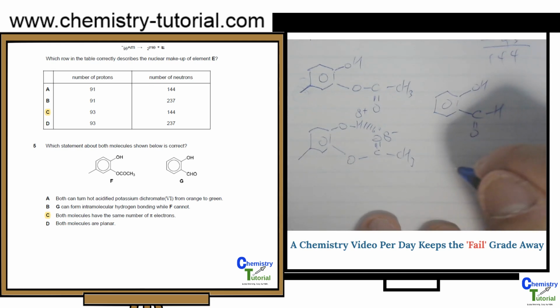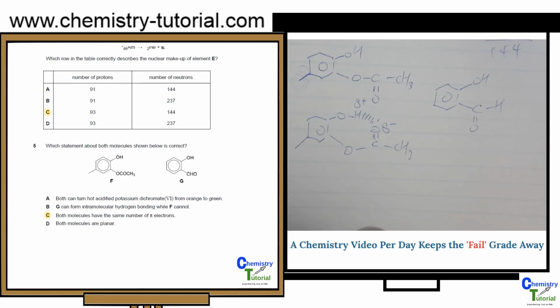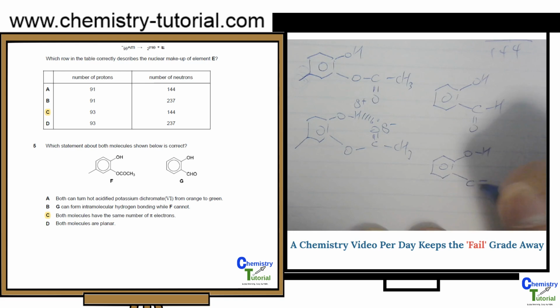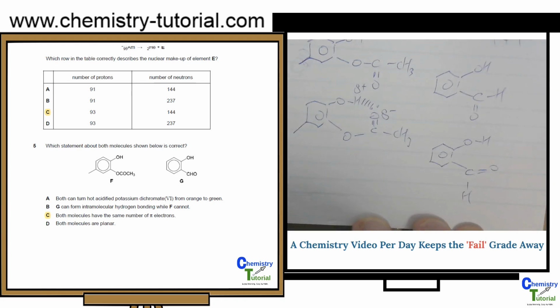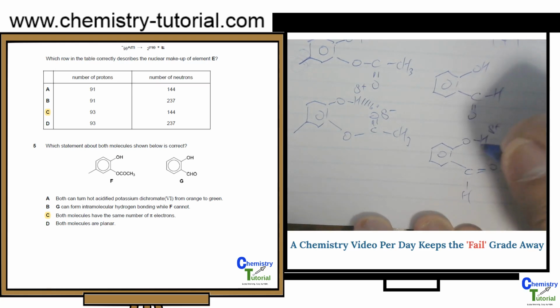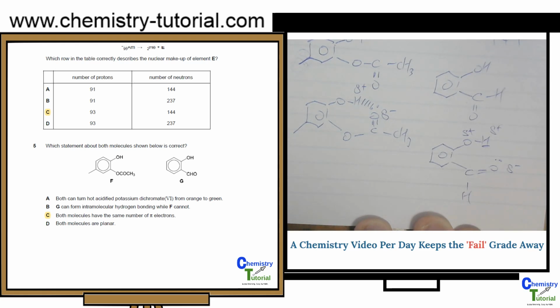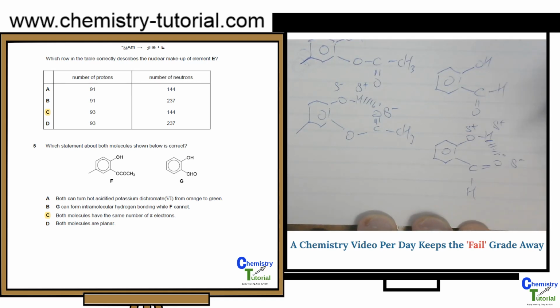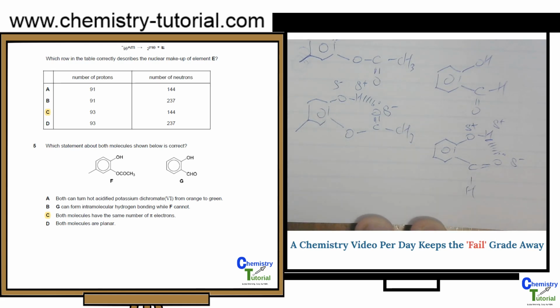How about G? G itself can also form intramolecular hydrogen bond. Why? Because you have OH. So let's orientate the molecules a little bit. Right, so there's a lone pair, delta minus, delta plus. This H is bonded to a highly electronegative element, which is oxygen. And then now it can actually form a hydrogen bond. So for option B, it is wrong because both F and G can form intramolecular hydrogen bonding.